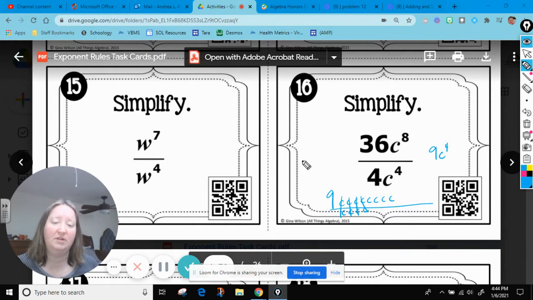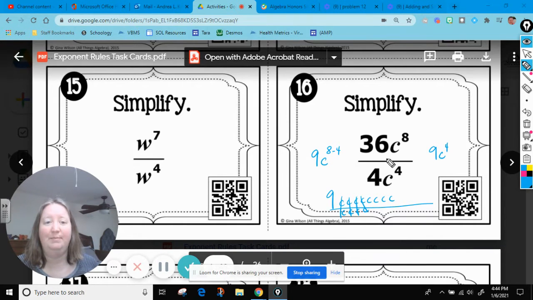The other way to do it is to subtract the exponents. I think this is so much a better way, but divide the numbers like you normally would: 9. Now you have c to the 8 minus 4. But you always have to make sure that you're subtracting the bottom exponent from the top.